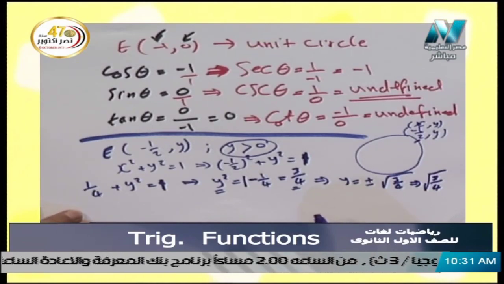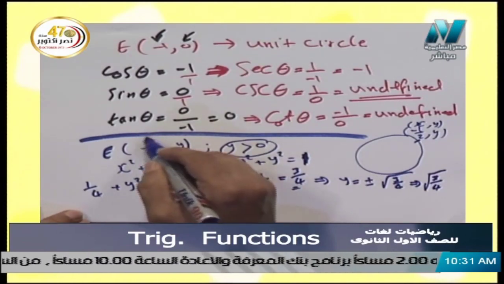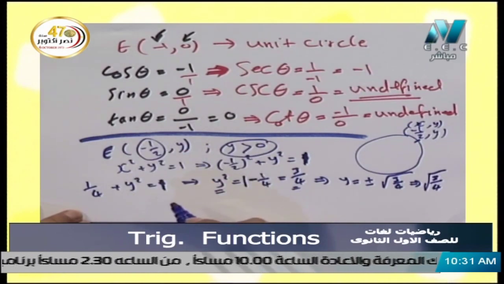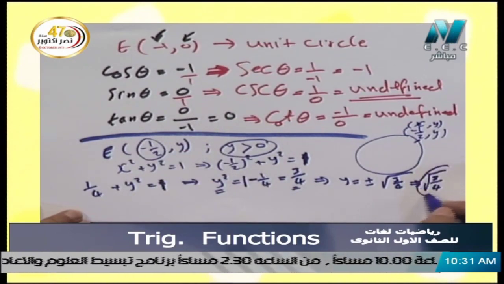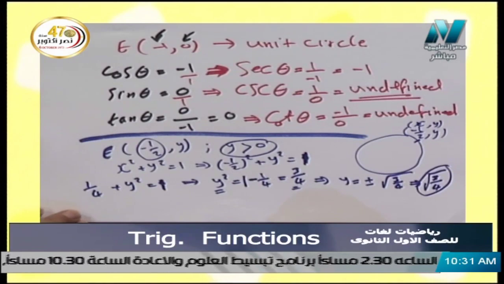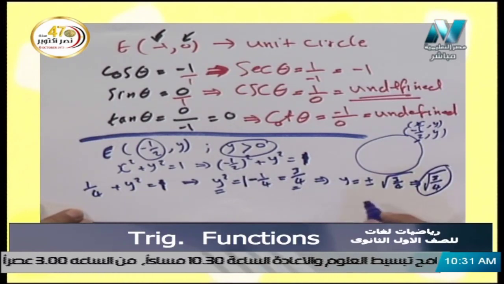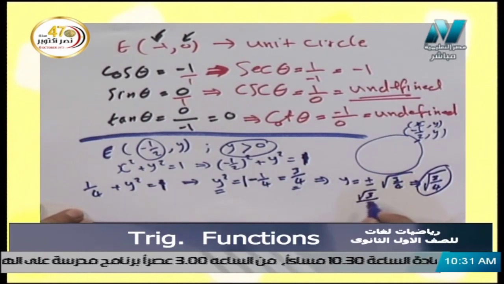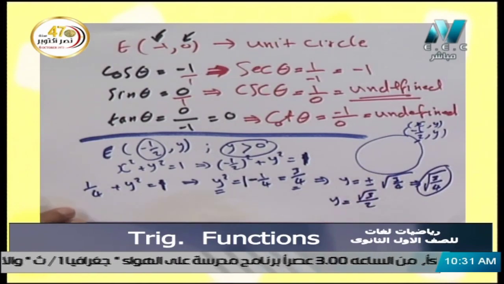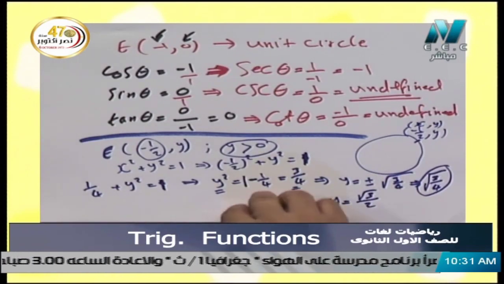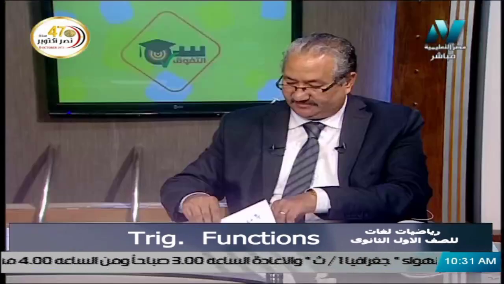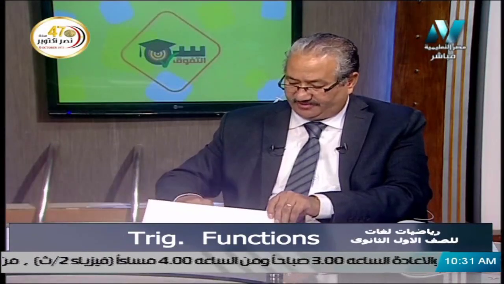Okay, so we have x equals negative half and y equals square root 3 over 4, or we can call it root 3 over 2. Okay, let's keep the results here and turn to another paper.